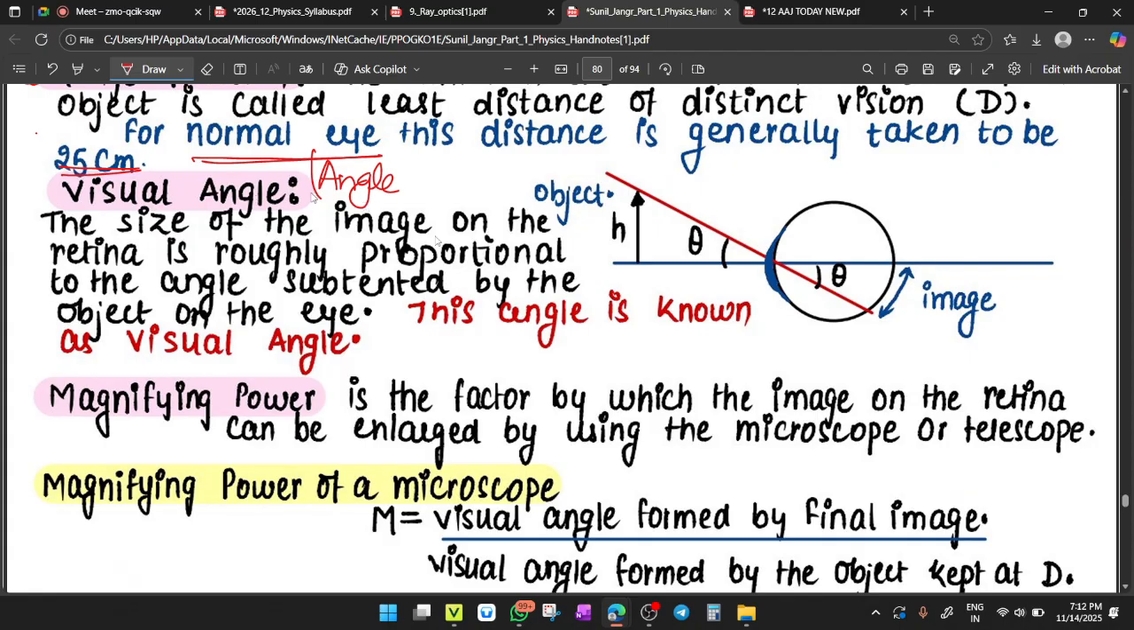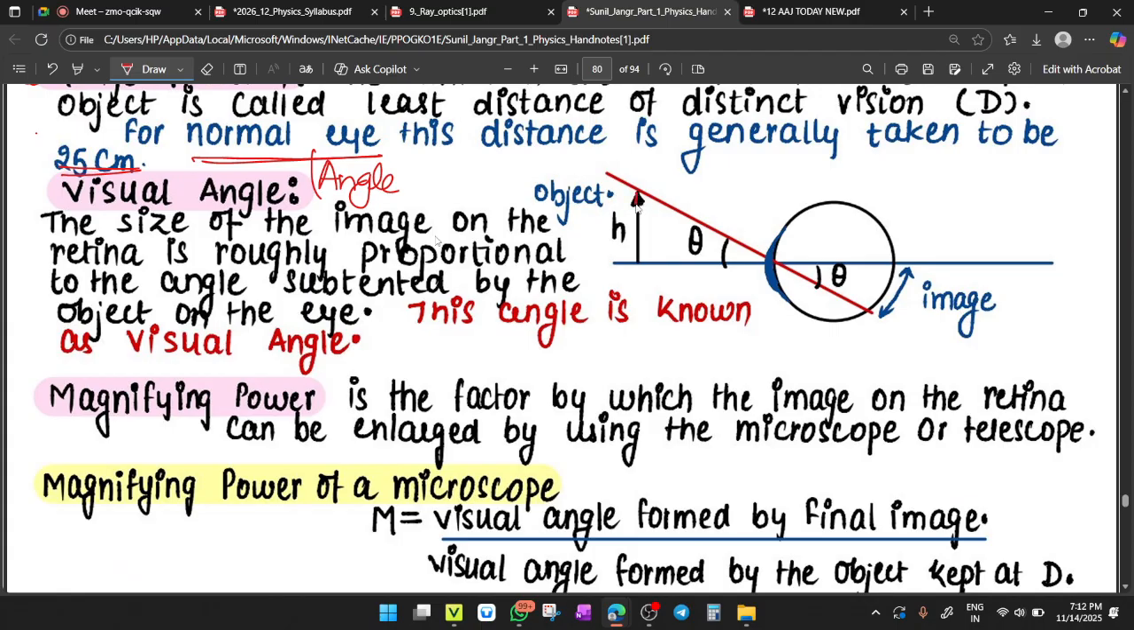Yes, no need to write. Only formula you have to write: visual angle, or angle of vision. The size of the image on the retina is roughly proportional to the angle subtended by the object on the eye. Yes, here this is the object.